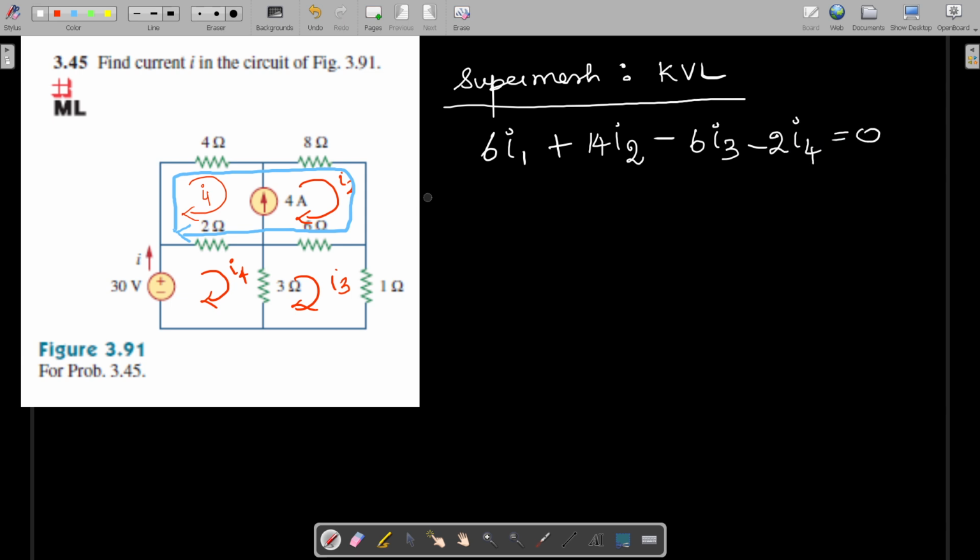So this can be divided by 2, so that we can write it as 3 I1 plus 7 I2 minus 3 I3 minus I4, that is equal to 0. So this is our first equation.